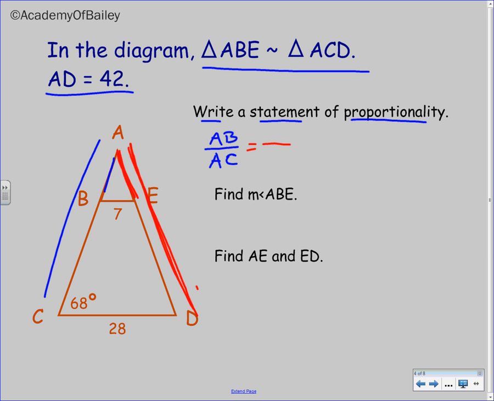AB went on top, so AE is from the same triangle that AB is from, so it goes on top. AD and AC are from the same triangle. And now what we're doing is we're creating a statement of proportionality to show that sides are proportional. And it's real important that we keep the sides from the small triangle on top and the sides from the large triangle on bottom.